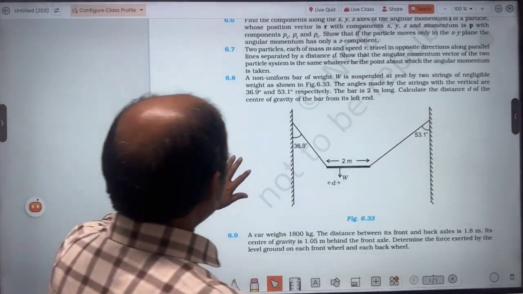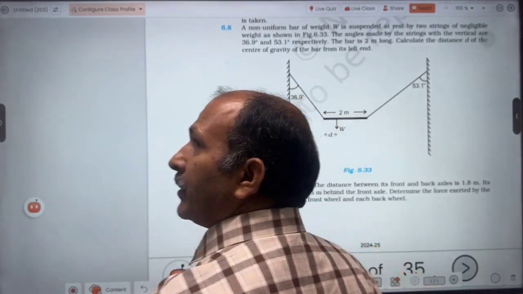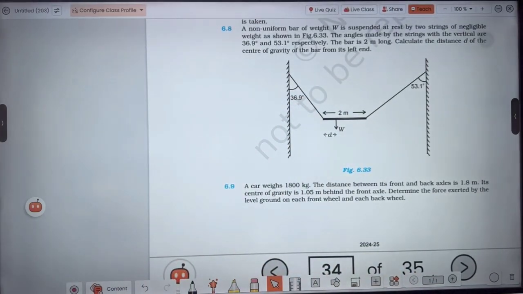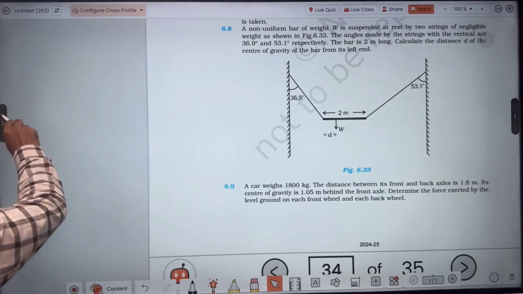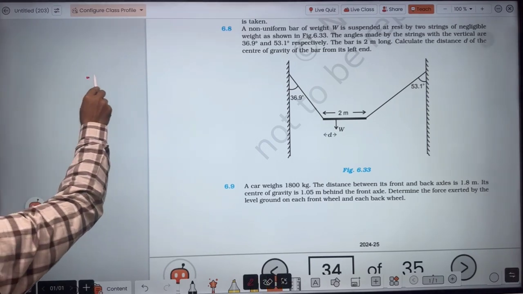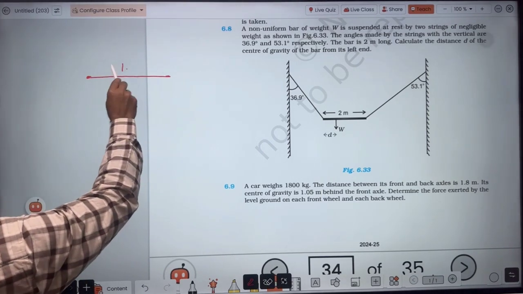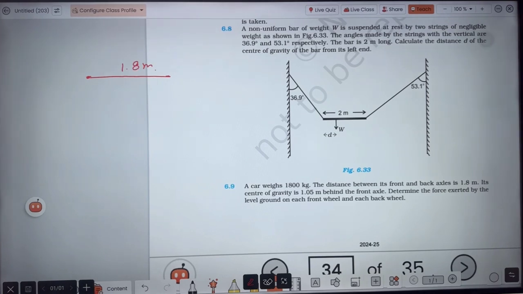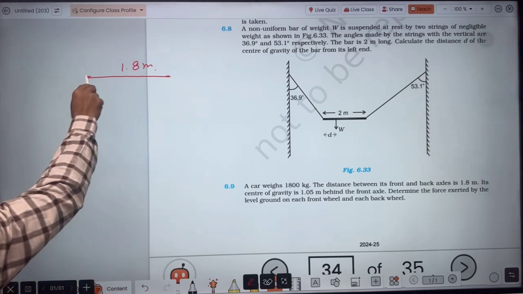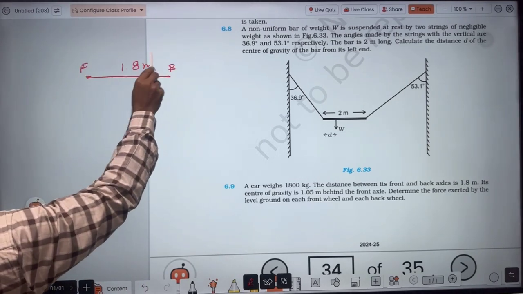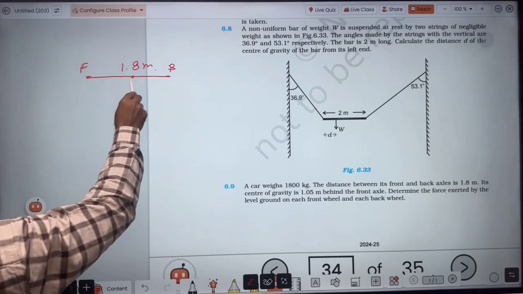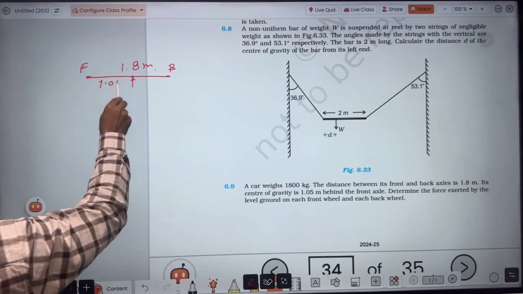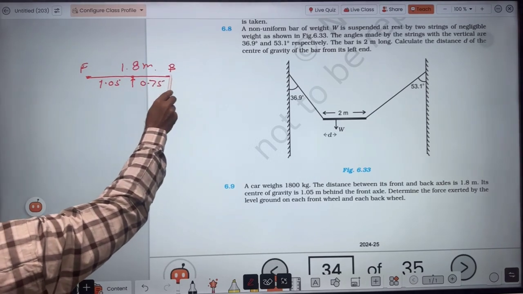Now, let's consider this question. This question says, a car weighs 1800 kg. The distance between its front and back axle is 1.8 meter. So we can say this distance is 1.8 meter. This is front, this is back. Now center of gravity is 1.05 meter behind the front. This is front axle and this is back axle, and here the center of gravity lies. So this distance is 1.05 meter, total 1.8, so 0.75 meter is this.